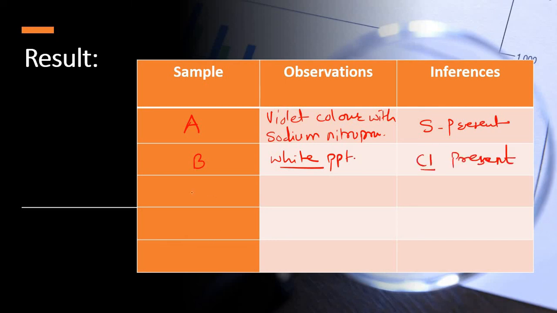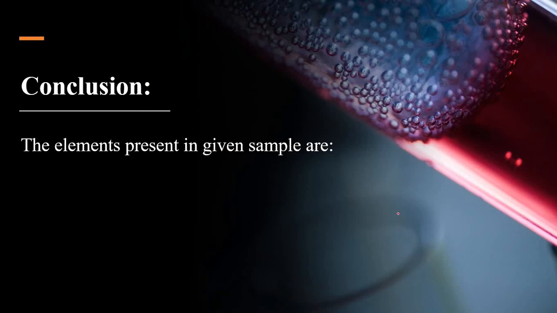In this way, different elements are tested, their observations are written and inference is given. So the conclusion you can write: the elements present in the given sample are nitrogen or sulfur or halogen atoms.